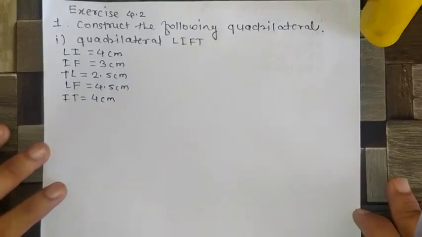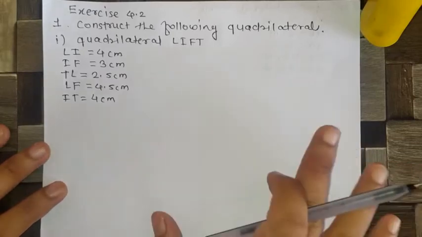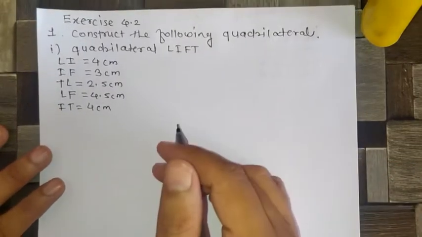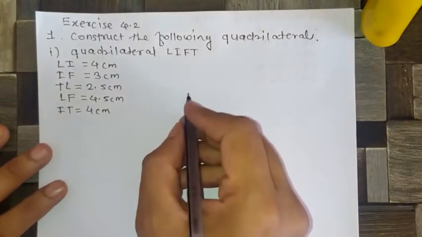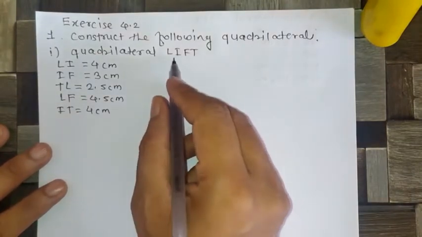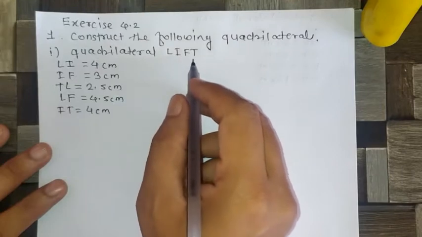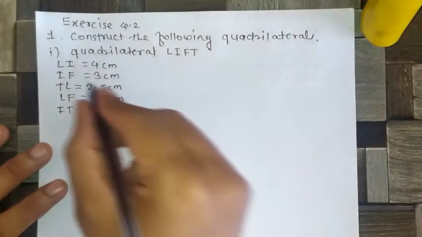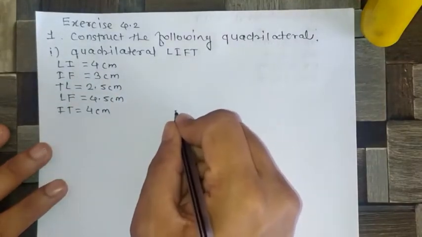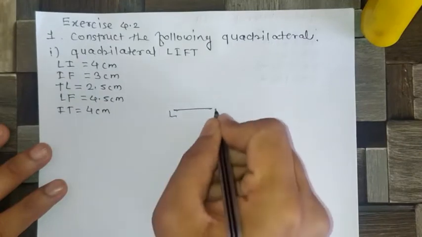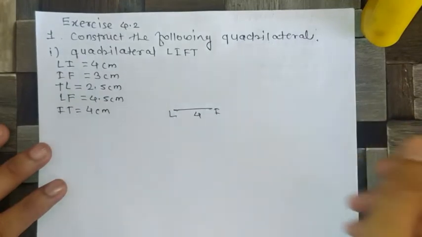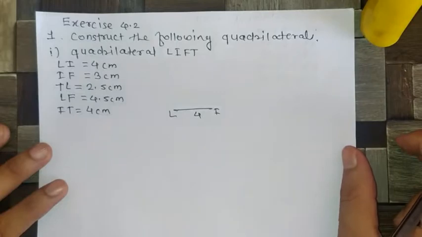Hello dear student, here in class 8 exercise 4.2 we will construct the quadrilateral based on the given information. So our first step is you have to draw the rough sketch of the quadrilateral. So here we have to design quadrilateral LIFT. Here LI side is given 4 centimeter. So LI I have done with 4 centimeter.